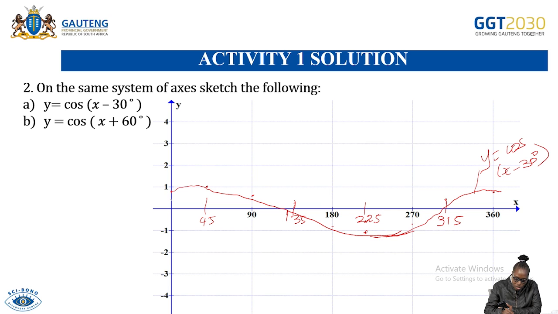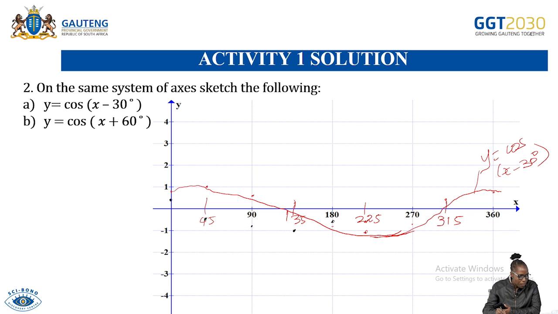I had half at 0, and at 45 I had negative 0.3 over there. At 90 I had negative 0.9, close to negative 1 but not reaching 1. At 135 I'm at negative 1. At 180 I am at negative half over there.